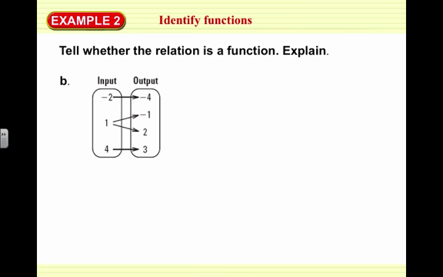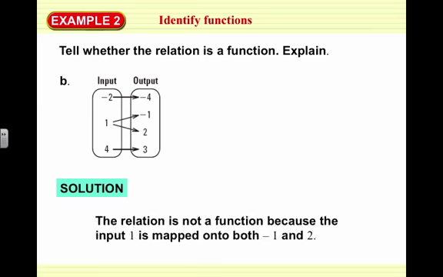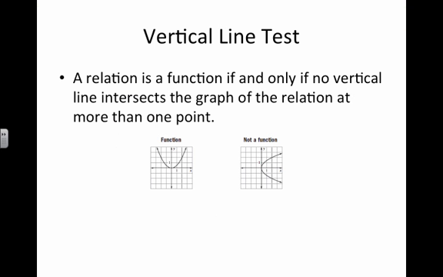Now let's look at this one. -2 maps onto -4, but 1 maps onto -1 and +2. So that's a problem. You've got 2 arrows coming out from a single input, so this is not a function. The relation is not a function because the input 1 is mapped onto both -1 and 2.